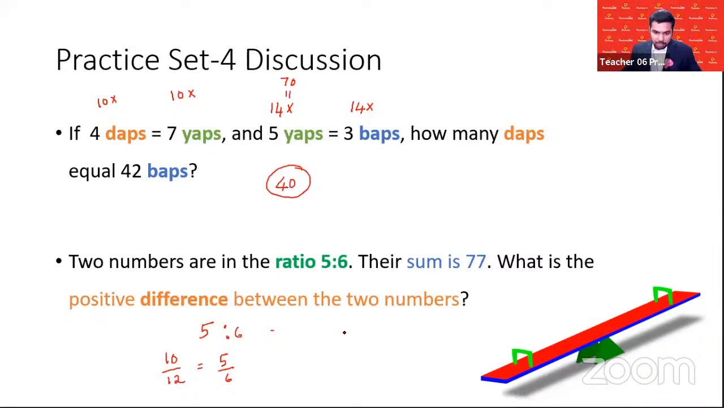So a 5:6 ratio means one number is 5 times some unknown x, and the second number is 6 times x. You are given that the sum of these numbers is 77, which means 5x plus 6x is 77, so x is going to be 7. Now the difference is 6x minus 5x, which is x, which is 7.